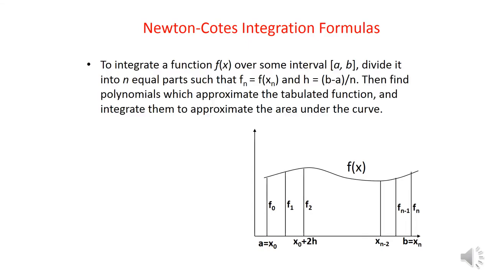To integrate a function f(x) over some interval ab, so a and b are included, divide it into n equal parts such that fn is equal to f(xn) and h is equal to (b minus a) upon n. So this we have seen in this figure also, the 10 parts we have taken, and fn is equal to f(xn), h is (b minus a) upon n, n is the number of parts. Then find a polynomial which approximates the tabulated function and integrate it to approximate the area under the curve.